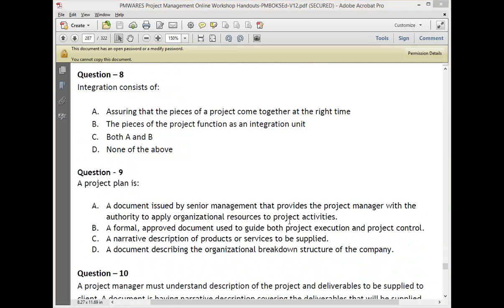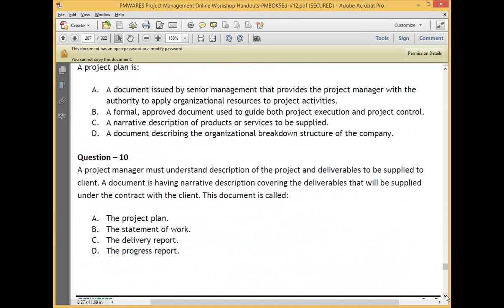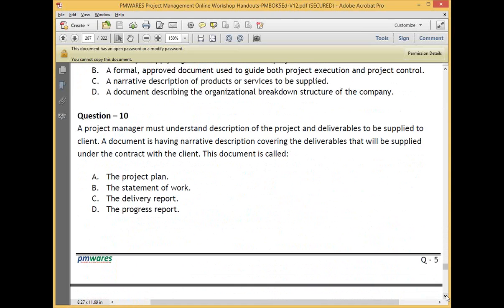So 3B, 1A, okay. The project plan is a document issued by senior management that provides the project manager with the authority to apply organization resources. This is a project charter, right? No, so I gave the wrong one. This should be B only. Yeah, this should be B. B only, no doubt. Let's go to the next one, 10. You get confused with this. I said it's very clear actually.